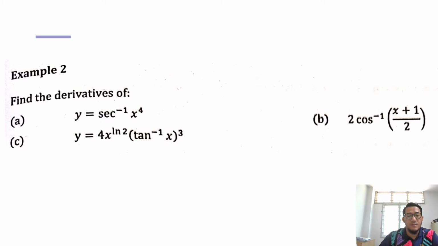We continue with example number 2. This time it will involve the chain rule, as all these questions are in terms of composite functions. Right now we'll try the first question. Question A: y equals secant inverse of x to the power of 4.